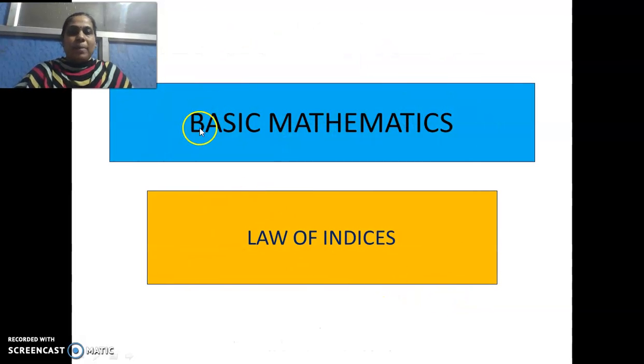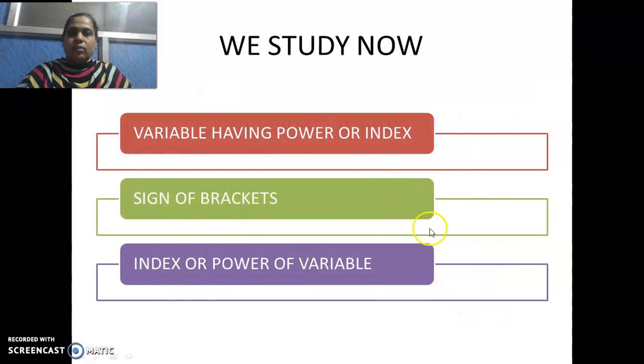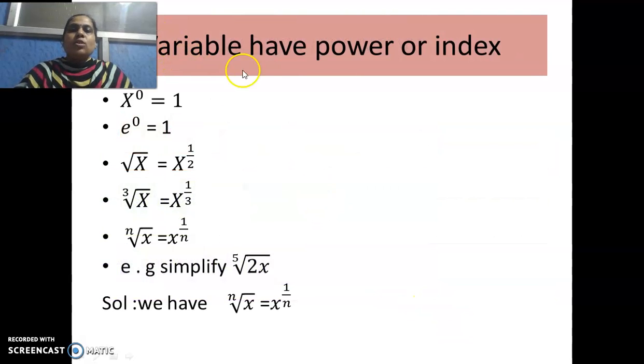In Basic Mathematics, we include the law of indices. Today we study variables having power or index, and sign of brackets. First is variable having power or index: x raised to 0 is equal to 1, e raised to 0 equal to 1, root of x is equal to x raised to 1 upon 2, cube root of x is equal to x raised to 1 upon 3.